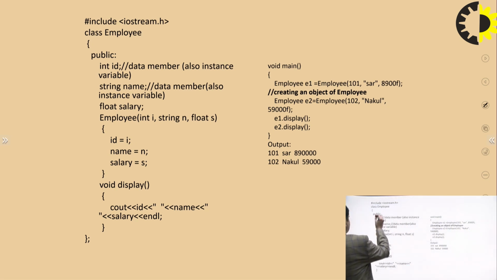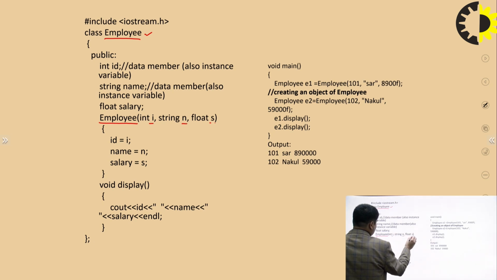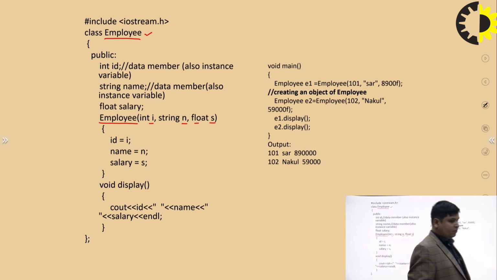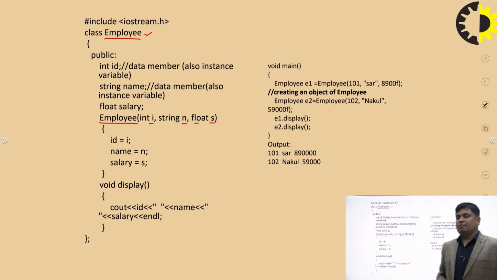In this example the class name is Employee and the constructor has the same name as the class name. Second thing, the constructor has no return type, that is why we are not including any return type in this declaration. The constructor has three arguments i, n and s. i is integer type, n is string type and s is float type. Since the constructor has parameters, we can say it is a parameterized constructor.